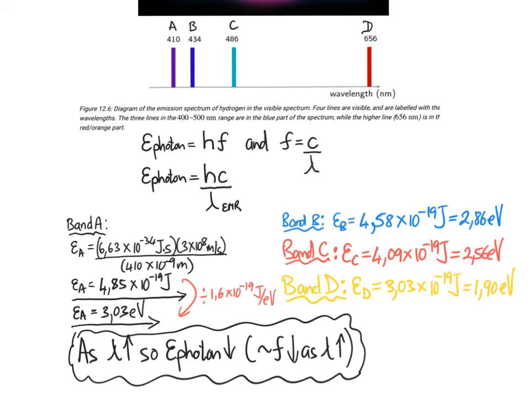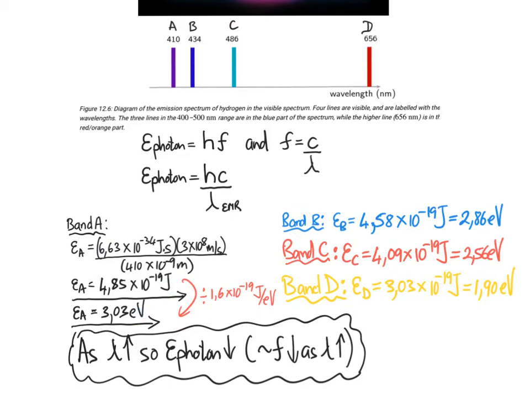Recall from our photoelectric effect module that in order to work with more comfortable energies, we can convert the tiny energies of photons into electron volts. So we go from joules to electron volts by dividing by 1.6 times 10 to the minus 19 joules per electron volt. That's the conversion factor between joules and electron volts.